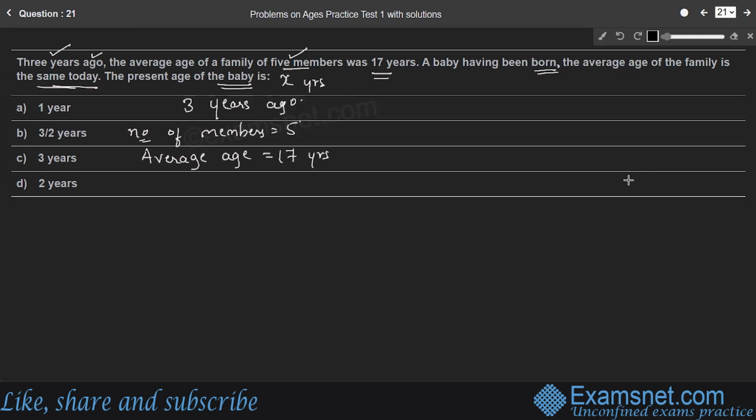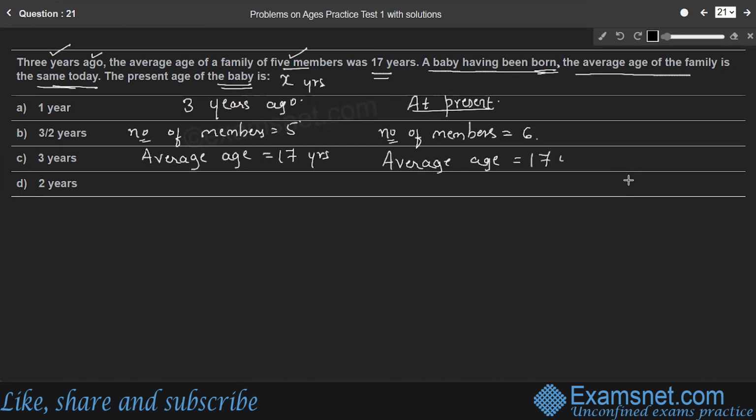And now, that means at present, what is the number of members in that family? It is 6, because a baby having been born, the number of members becomes 6. And the average age of the family is the same today, which is 17 years. So we need the present age of the baby, so let it be X years.